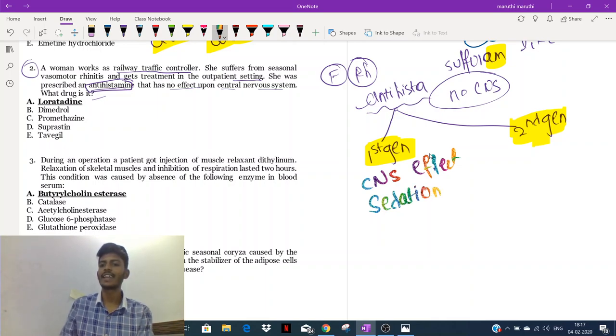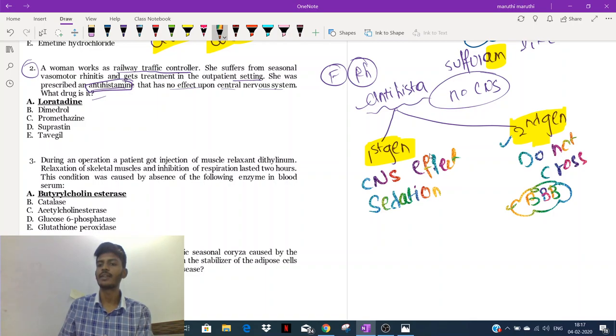While second generation antihistamines do not cross the blood-brain barrier. If they do not cross the blood-brain barrier, it means there is no effect on the central nervous system. So if there is no effect on the central nervous system, second generation antihistamines have no sedation.